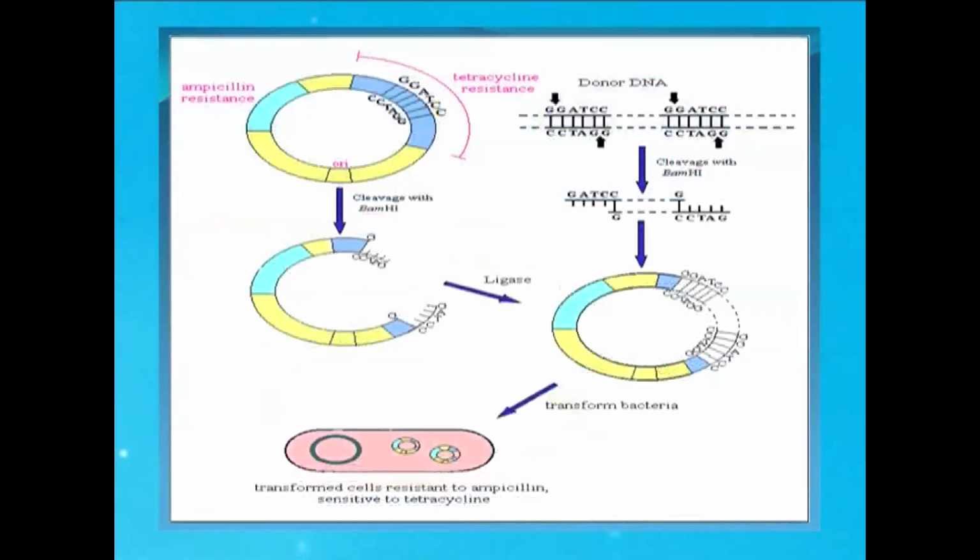It's a picture of a plasmid which has two resistance genes. One is for ampicillin, one is for tetracycline. If the tetracycline resistance gene is disrupted and the DNA of interest is inserted inside it, and the plasmid is then transformed into a bacterial cell, then the bacterial cell will grow in a medium where tetracycline is not present but ampicillin is present. That is, it will show sensitivity to tetracycline and resistance to ampicillin.